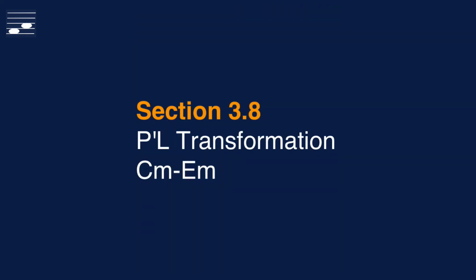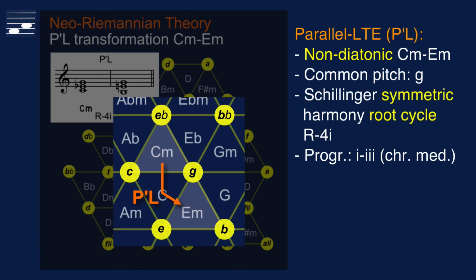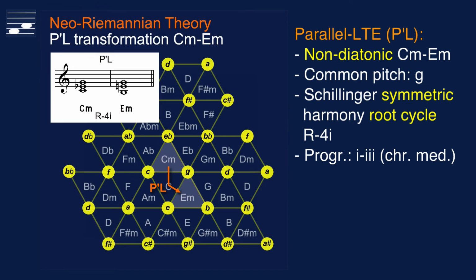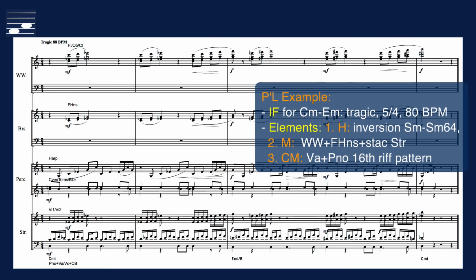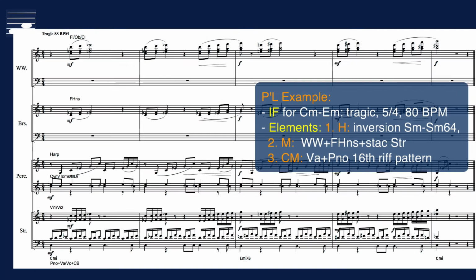Finally, we meet the PL transformation in minor, going from C minor to the target chord E minor. Now the chordal function 5, the G, becomes the 3 in the E minor triad, while the root cycle is a weak R-4I. The chromatic mediant progression option is a modified tonic to 3rd degree in major. The application example is a tragic cue in irregular 5/4 meter.